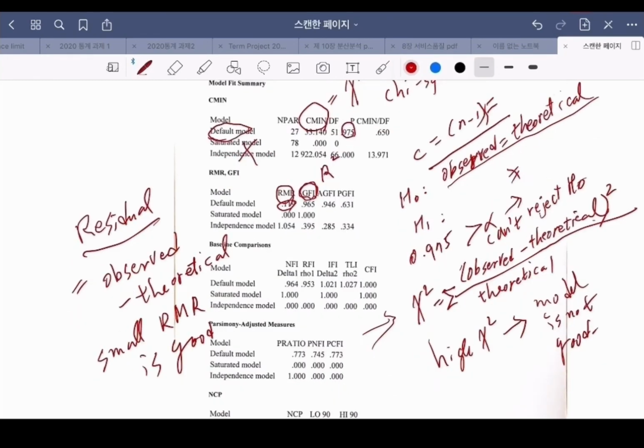We examined some of these measures, but there are lots of other measures. As far as I know, different fields prefer different measures. But the C mean, the GFI and the RMR are common measures used in lots of areas. So that's the output for Amos. Let's stop here.